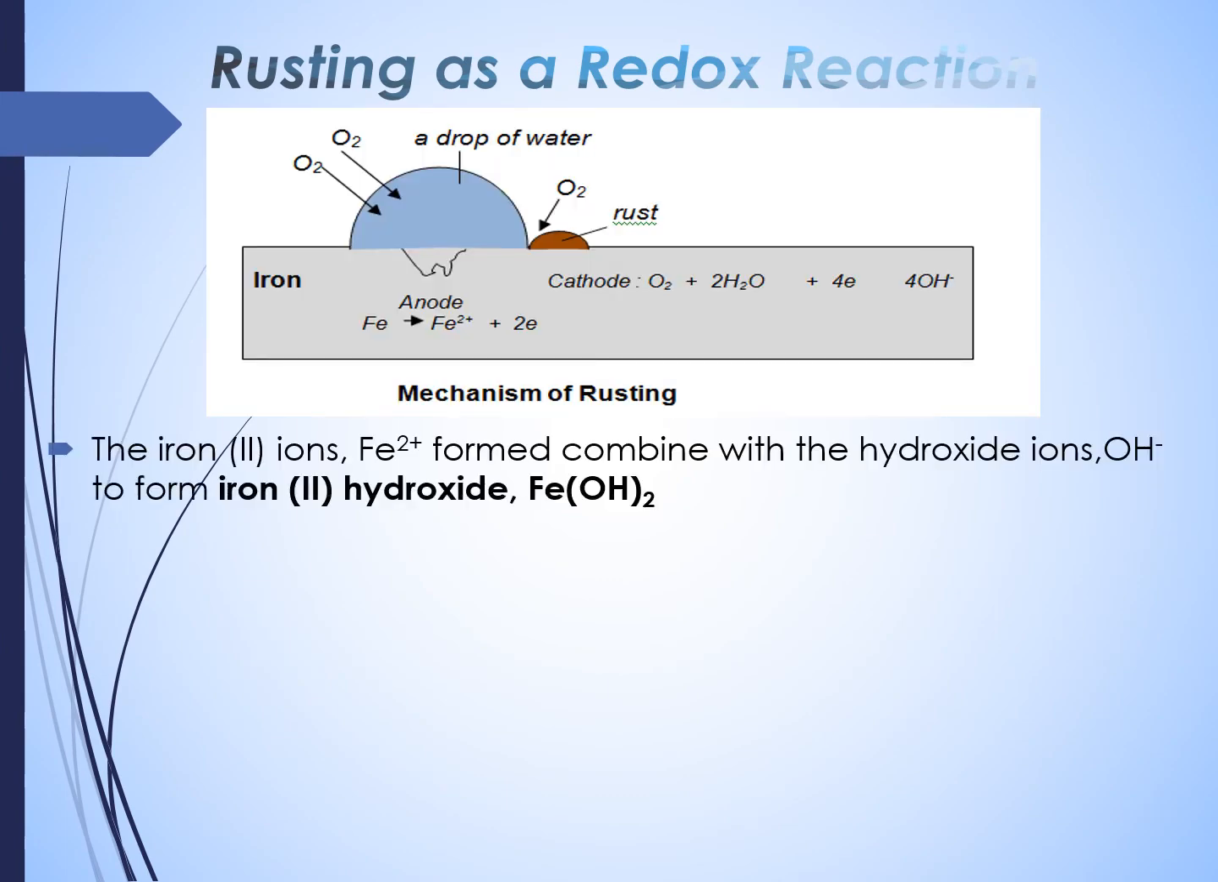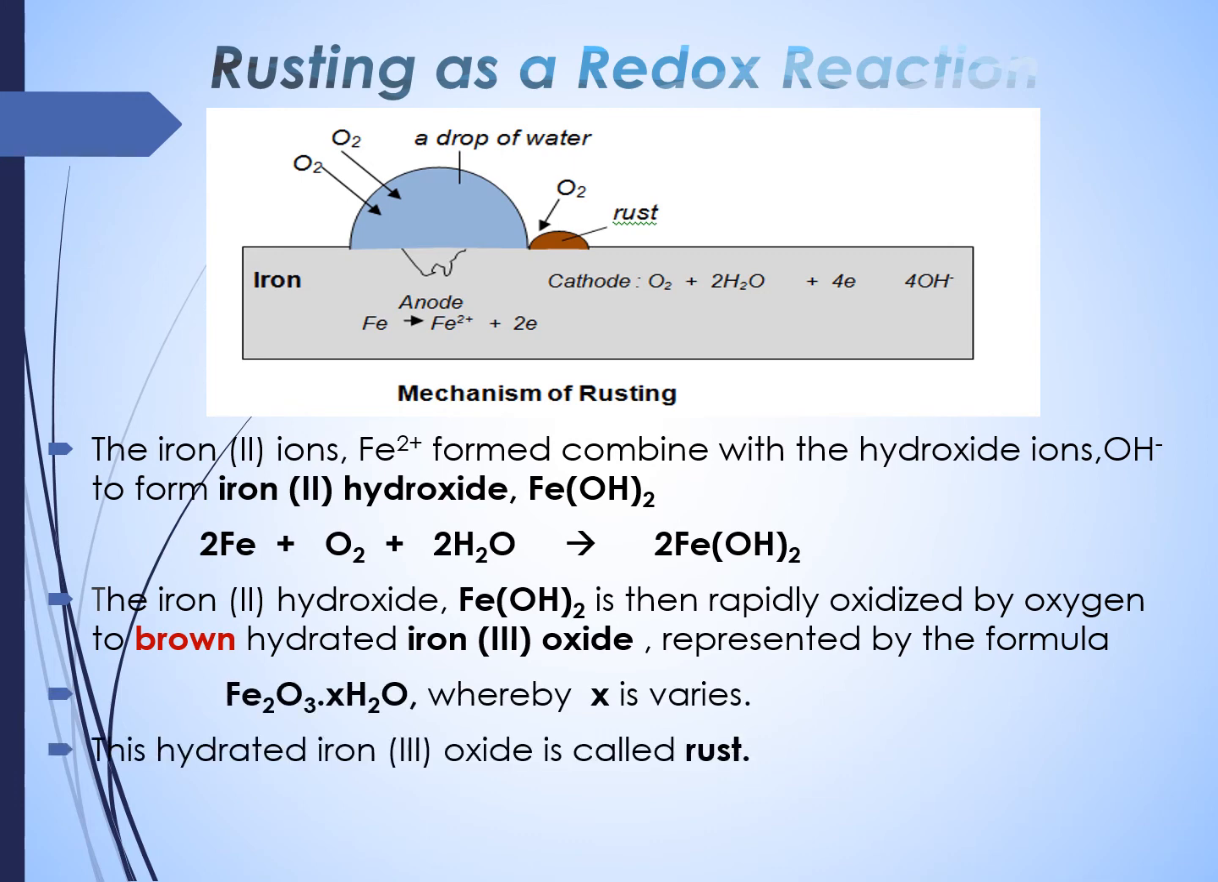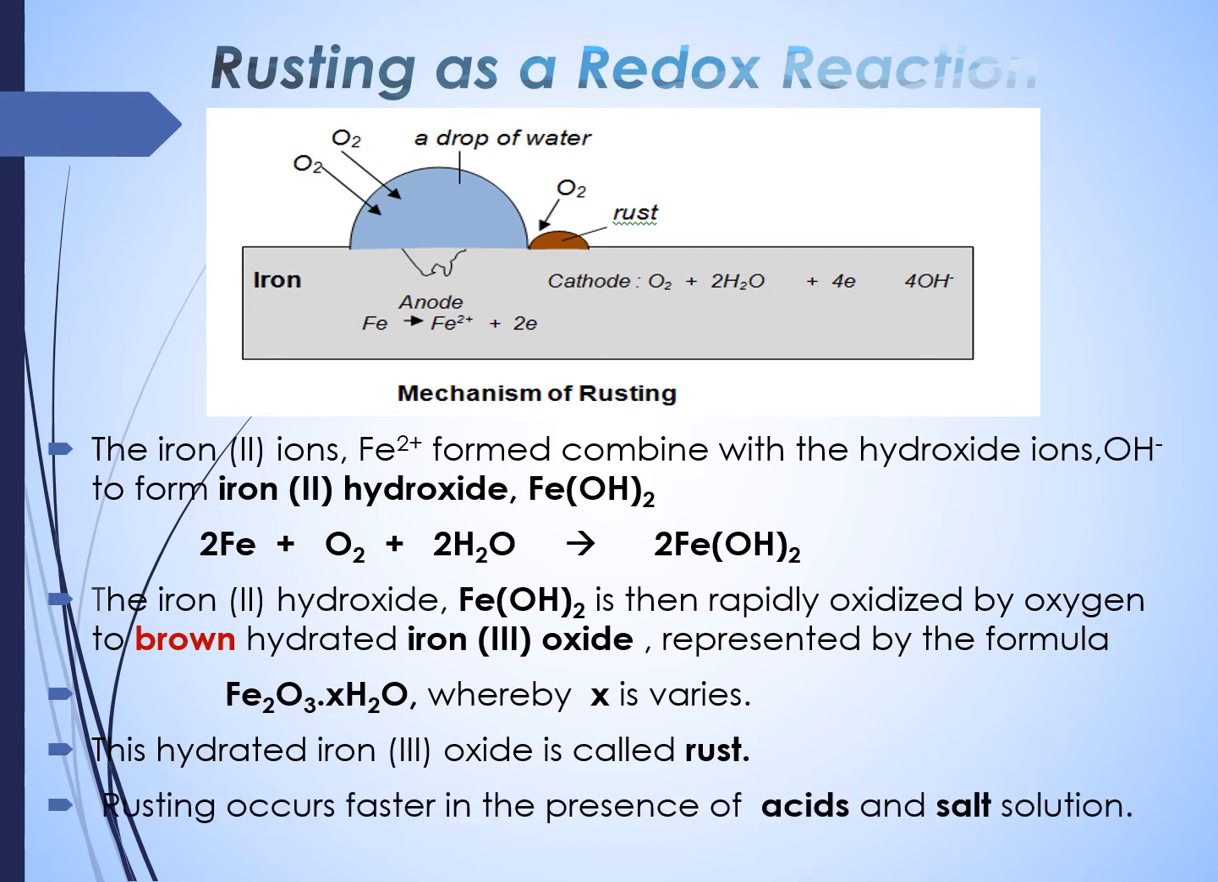The iron(II) ion formed combines with the hydroxide ion to form iron(II) hydroxide. The iron(II) hydroxide is then rapidly oxidized by oxygen to form brown hydrated iron(III) oxide, represented by this formula. This hydrated iron(III) oxide is called rust. Rusting occurs faster in the presence of acid and salt solution.